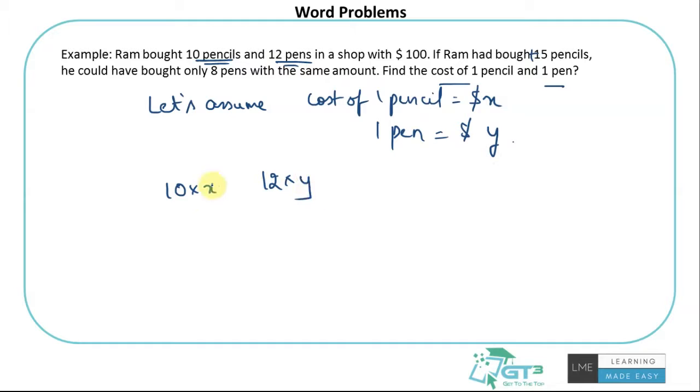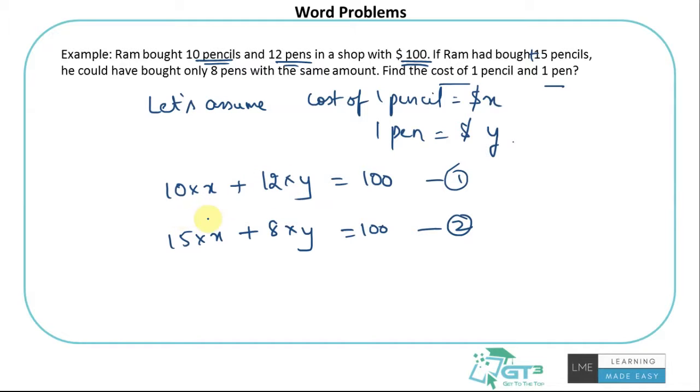times Y. If I add the money spent on pencils and the money spent on pens, that should be equal to $100, right? That is the total money spent. So this is my first equation. If he had bought 15 pencils, then he could have only bought 8 pens with the same amount. So with the same $100, if he purchased 15 pencils, that is 15 times X, he would have purchased 8 pens only. So that is my second equation.